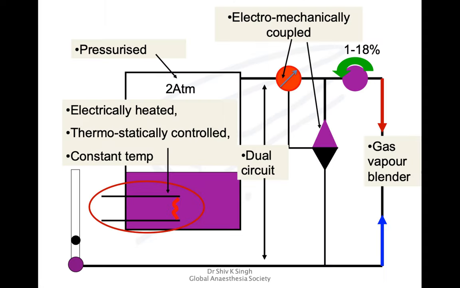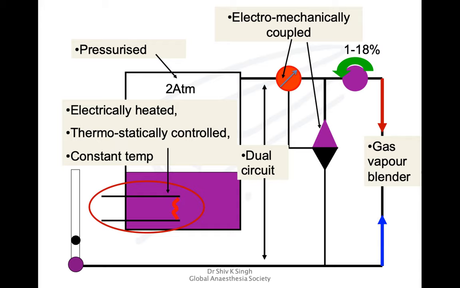So looking at this vaporizer, there are dual circuits. It's electrically heated, thermostatically controlled to 40 degrees, a constant temperature, pressurized to 2 atmospheres. There is a circuit which carries your fresh gases, and a circuit which carries the gases from the vaporizer. So this is a dual circuit, and it is linked by an electromechanical coupling.